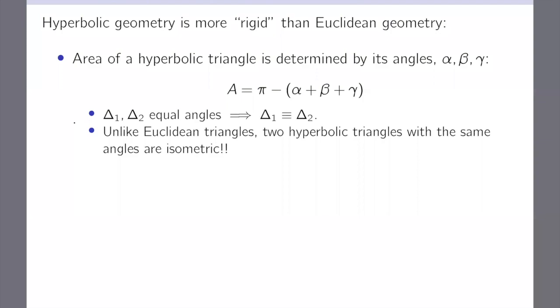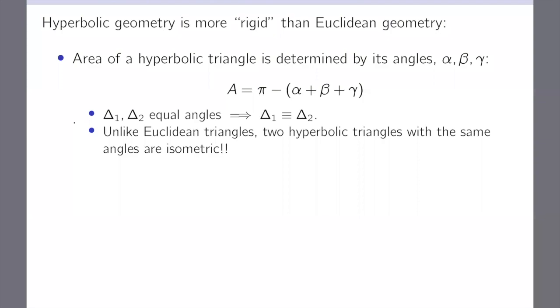Now, we've seen that hyperbolic geometry is more rigid than Euclidean geometry, right? We saw the area of a hyperbolic triangle is given as pi minus the sum of the angles. And again, I mentioned we should pause on this and think about it: 2 triangles with equal angles must be the same. So unlike Euclidean triangles, 2 hyperbolic triangles with the same angles are isometric.